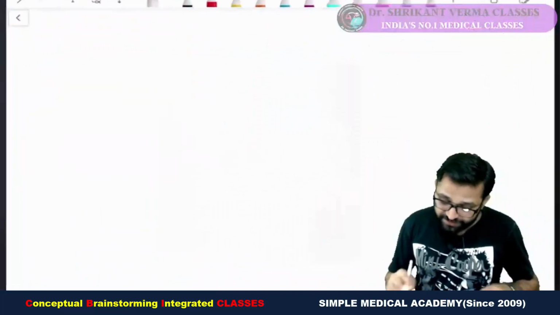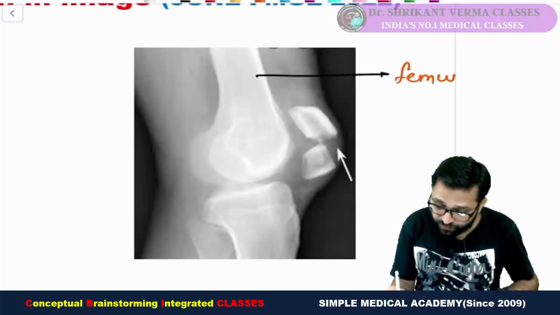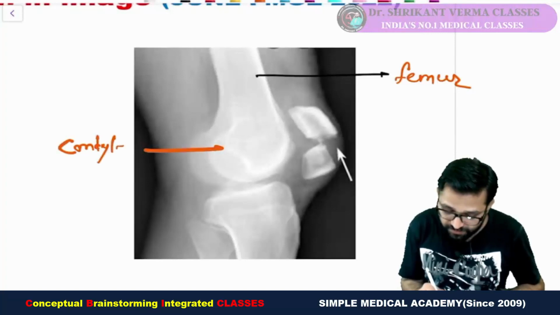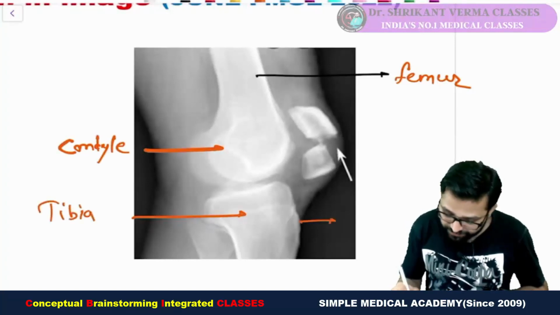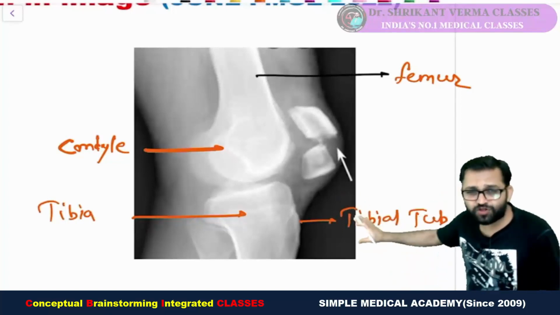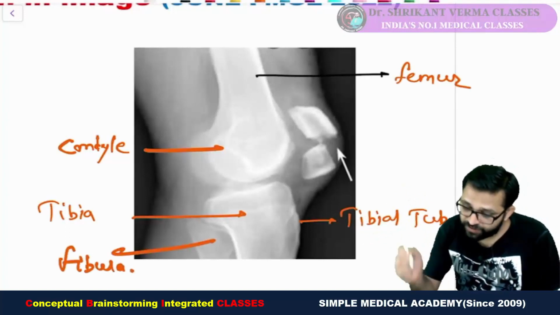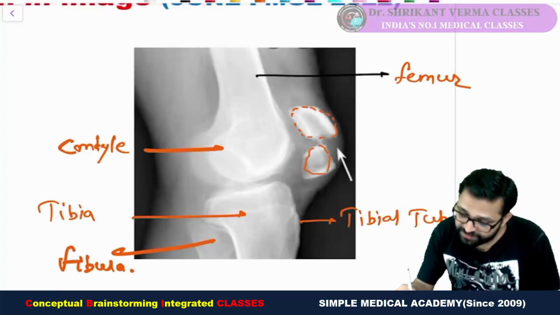Try to understand. If you have proper anatomy knowledge, then you can say, sir, this is the lower end of the femur, these are the condyles, here is your tibia, this is your tibial tuberosity. Just apply the knowledge of anatomy. You can see the fibula, the lateral bone, and this is our patella, which is getting fractured. Yes, this is our patella.